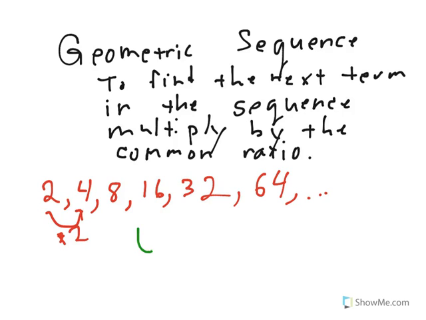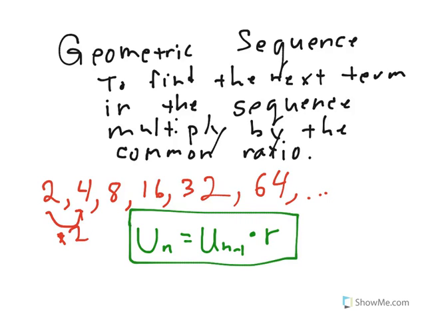Again, we can use our general term, u sub n, to find a formula for this sequence. We're taking the previous term, which again is u sub n minus 1, and this time we're multiplying by the common ratio, which in this case was 2, but in general we would call it r. So for any geometric sequence, this would be our formula, and so it's just u sub n equals u sub n minus 1 times r. To find the next term in the sequence, we take the previous term and we multiply by the common ratio.